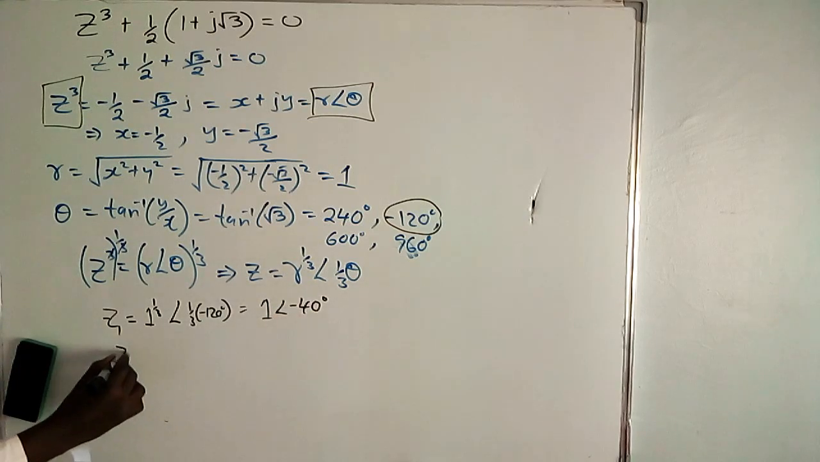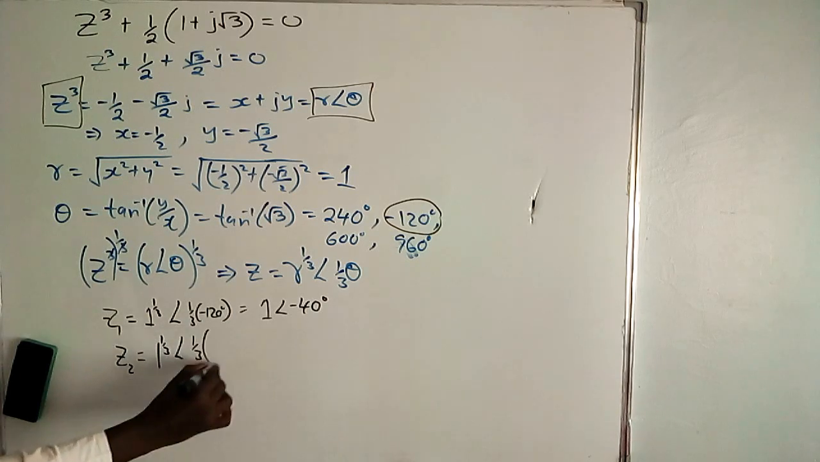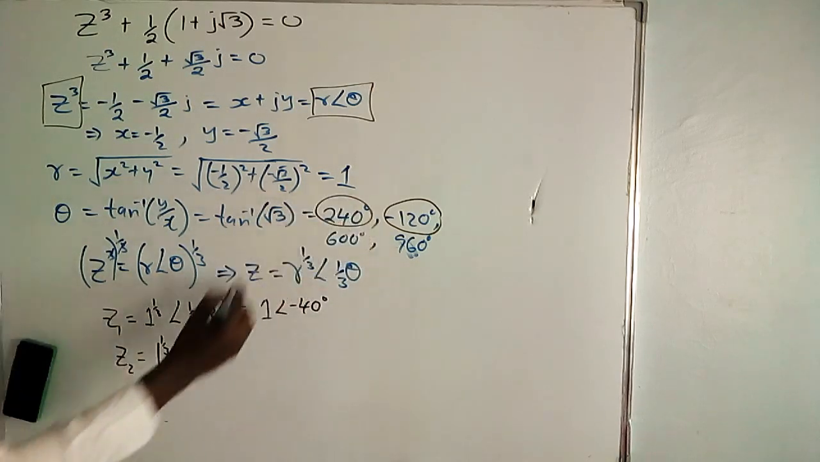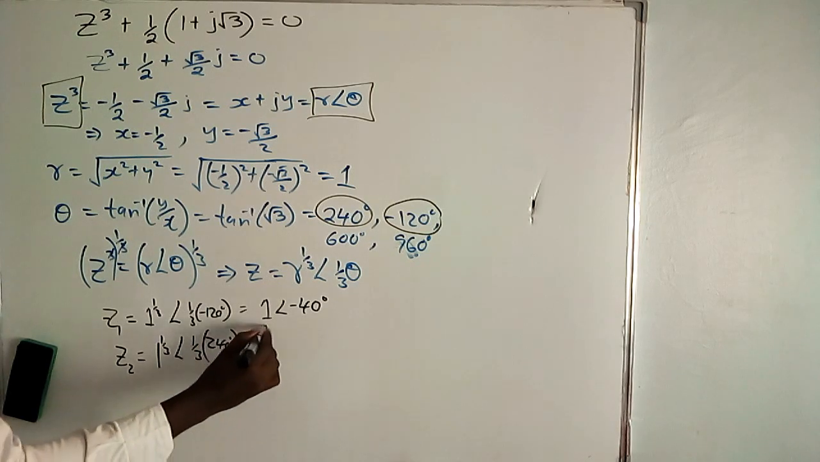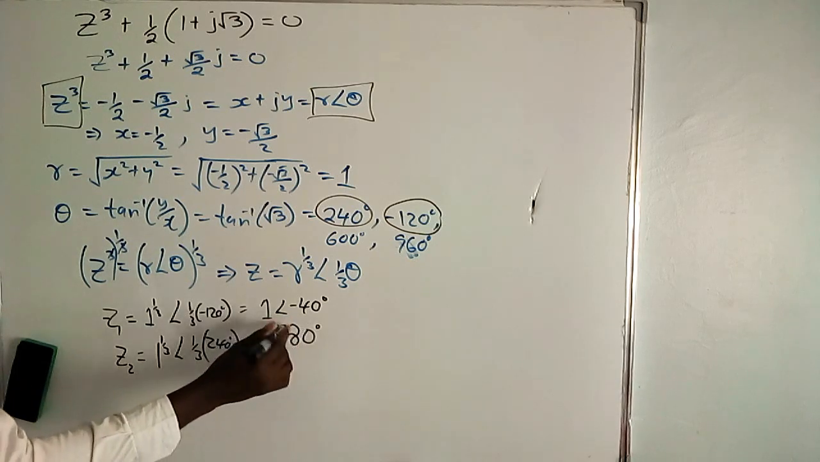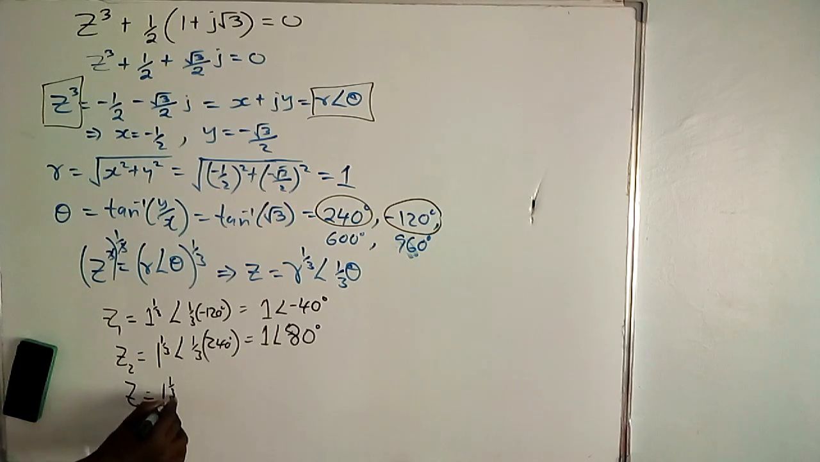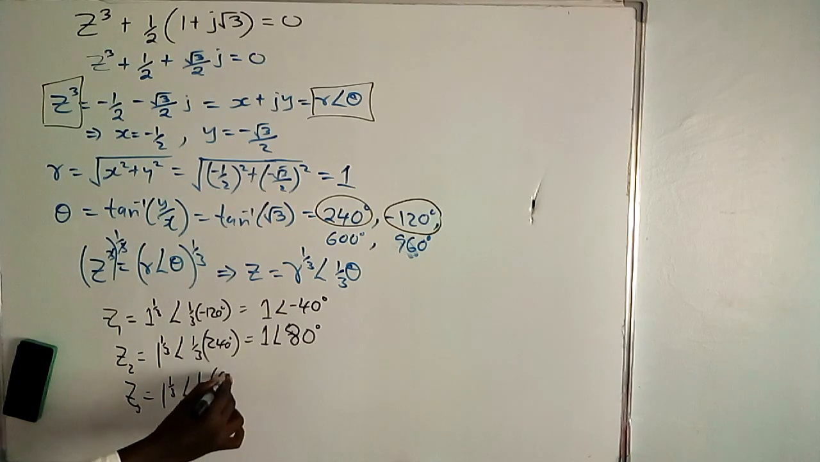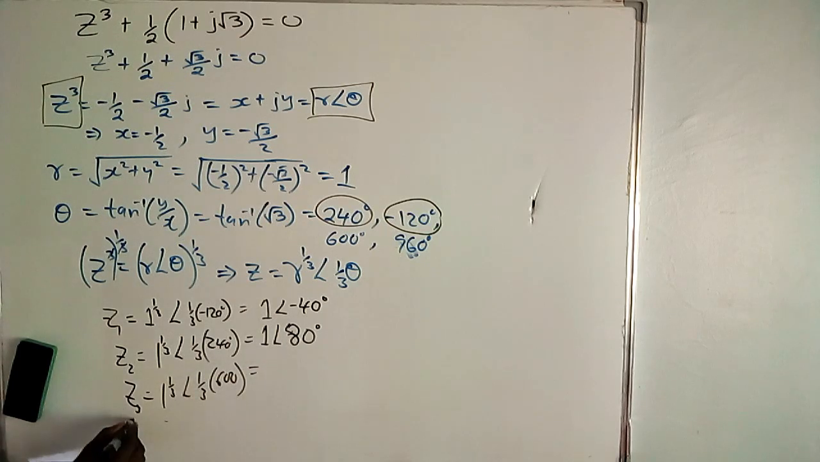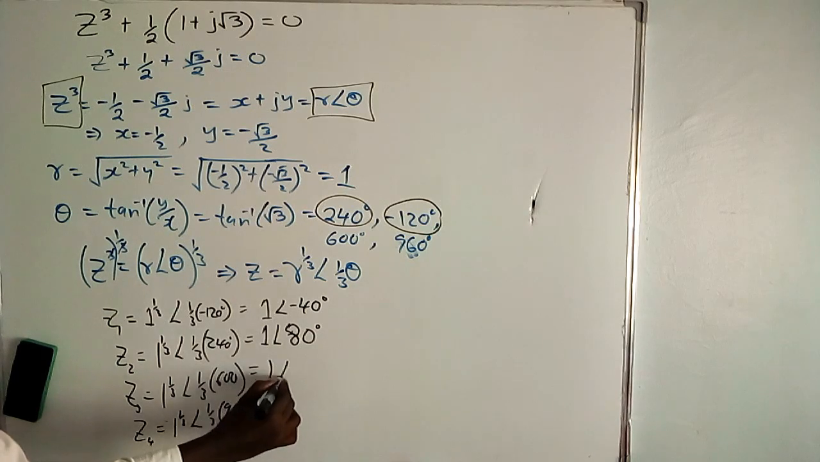We go to z2. So z2, r raised to power a third is 1, then angle a third theta. So a third of 240 degrees is 80 degrees. Then you move to the third one, z3. R raised to power a third is 1, angle a third of 600 degrees, 200 degrees. Then you move to the last one. R raised to power a third is 1, angle a third of 960, 320 degrees. So a third of 960 is 320 degrees.